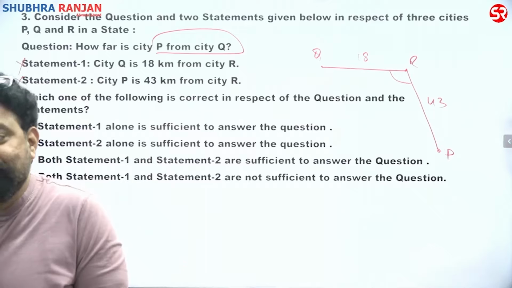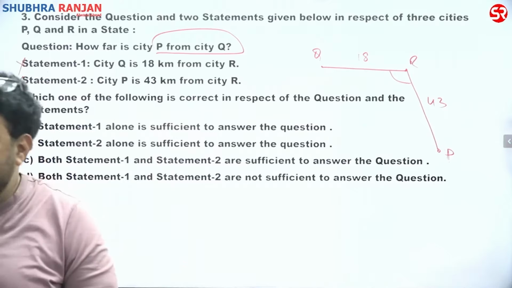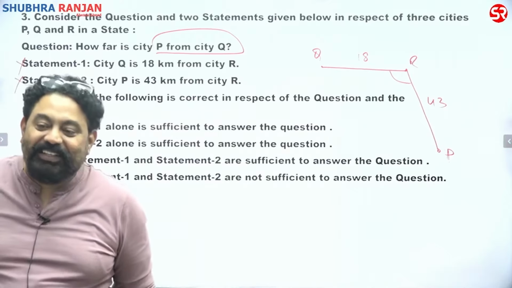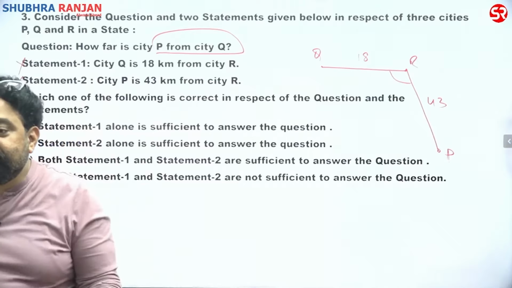Let 2023 come. Abhi aa raha hai. Yaar, bombastic 2023, I'm telling you. I was like shocked that this is what they can give.